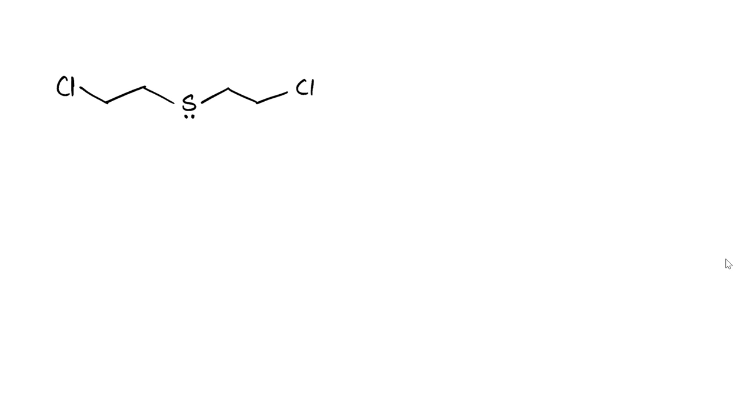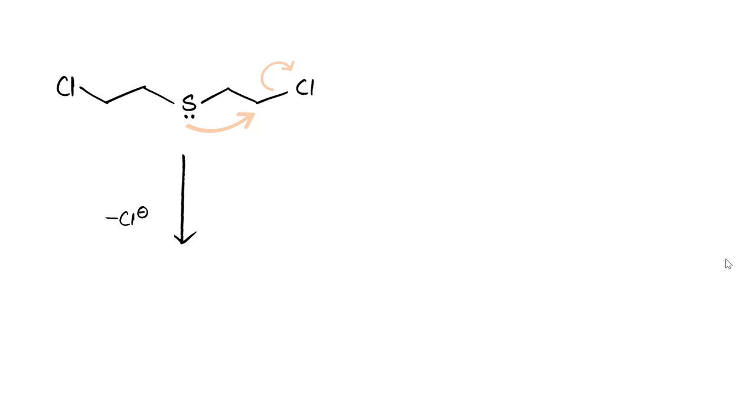Now let's see the second example of a neighboring group participant, the sulfur atom. Sulfur may also act as a neighboring group participant as it contains a lone pair of electrons. Here we have the example of mustard gas. The base catalyzed hydrolysis of mustard gas is an example of neighboring group participation by sulfur. The electron pair present on this sulfur will attack on this carbon atom and Cl minus is eliminated.